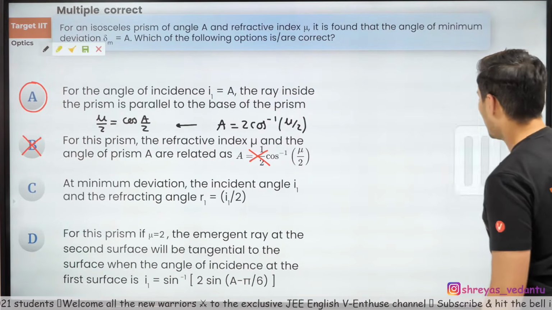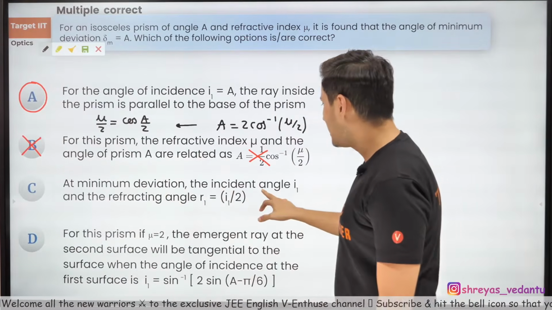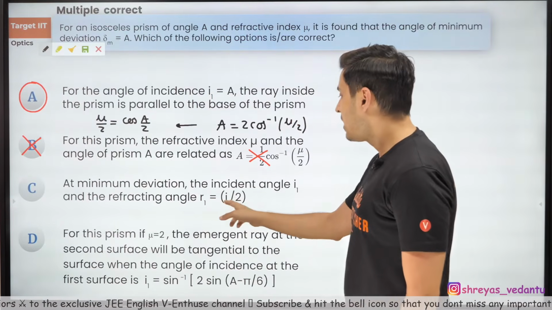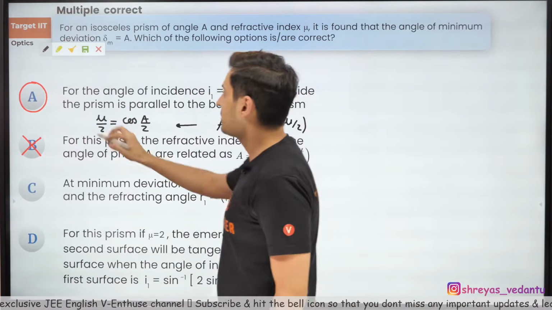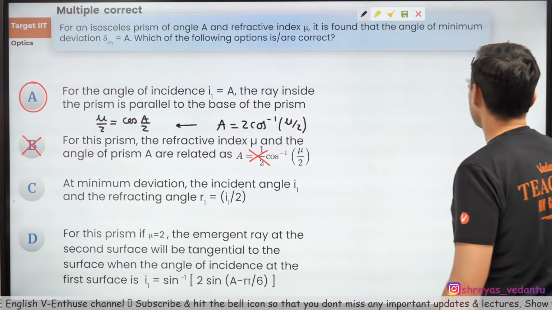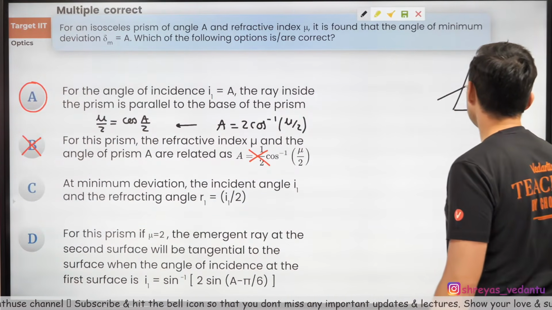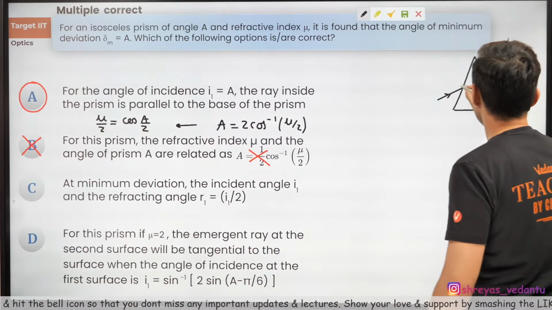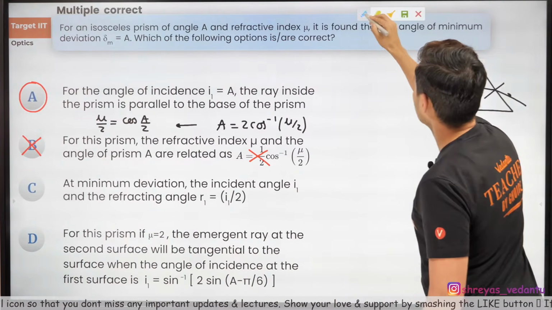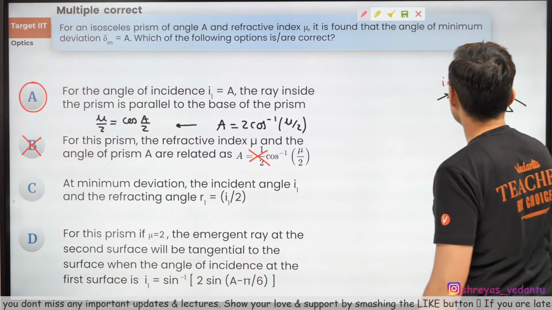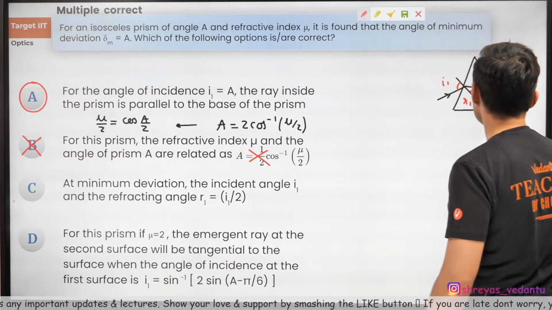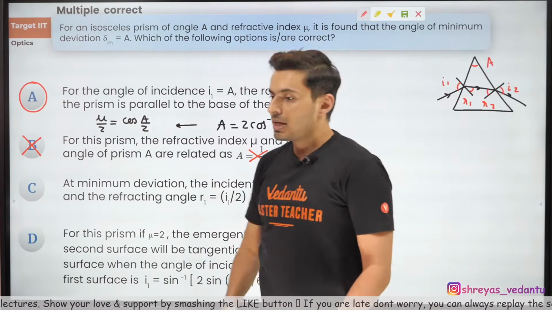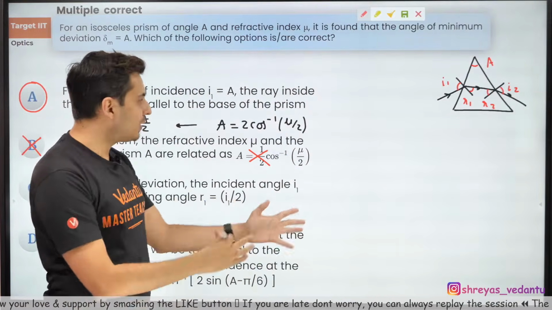All right. Now the next point. At minimum deviation, the incident angle I1 and the refracting angle R1 are related by this. Okay, let's figure this out. Remember, in that prism which you have, the ray goes like this, for example. If I remember correctly, if I draw perpendiculars, this was I1, this was R1, this was R2, and this was I2, and this was A. You should remember the formula, so only then you can solve this question.